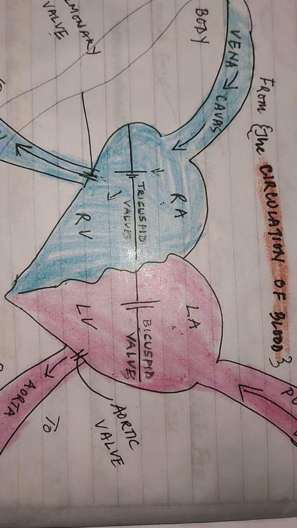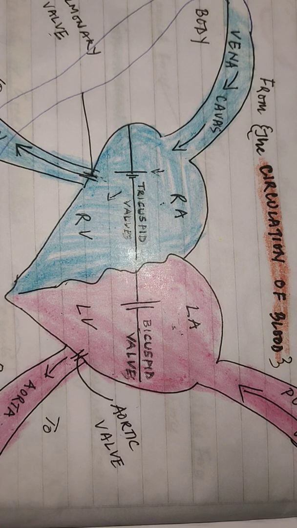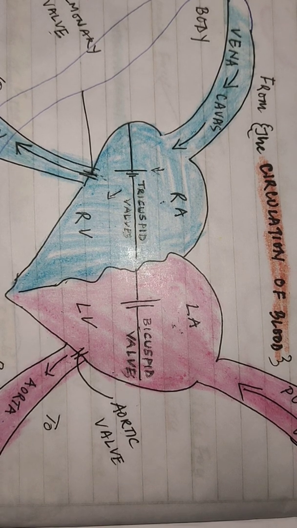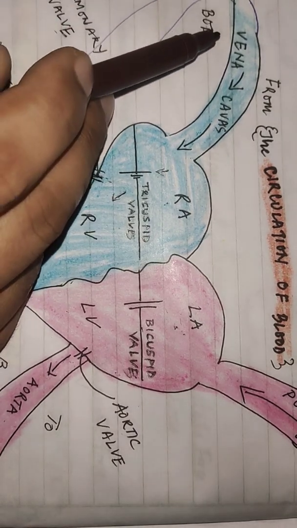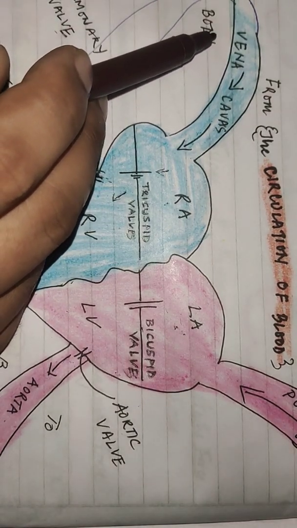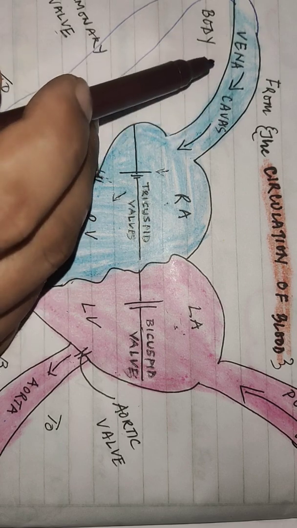so let us start the circulation of blood. It's very simple. I've made the diagram so simple that it's easy for you to understand. So let us understand now. First one, we'll start with this. We have already done the superior vena cava and inferior vena cava. So what do they do now?